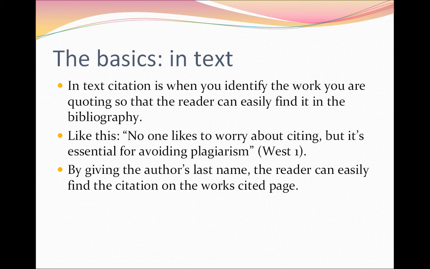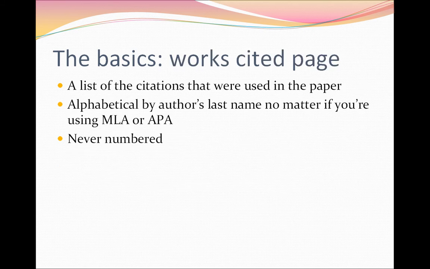So here's an example. I've given you: no one likes to worry about citing, but it's essential for avoiding plagiarism, West 1. If I went to the bibliography for this pretend paper, I would go to the entry for West, and I'd know that that's where this quote came from. By giving the author's last name, the reader can go to the citation on the works cited page, on the bibliography page, which pretty much mean the same thing, and find that.